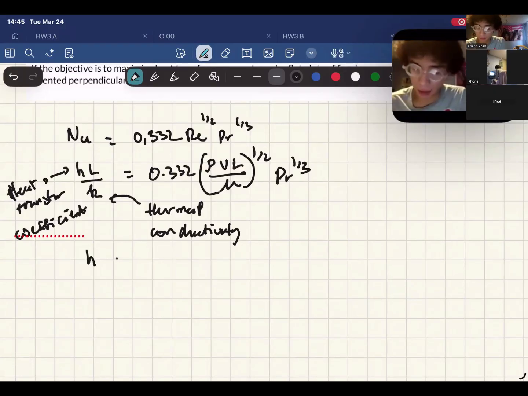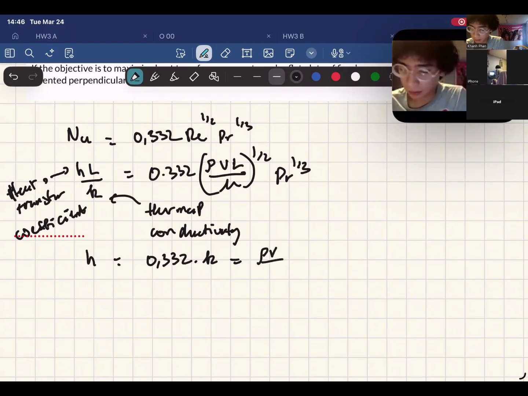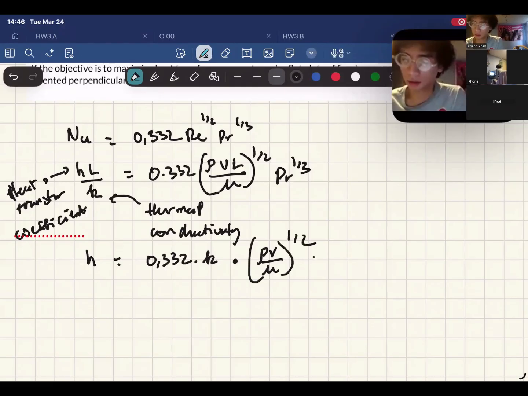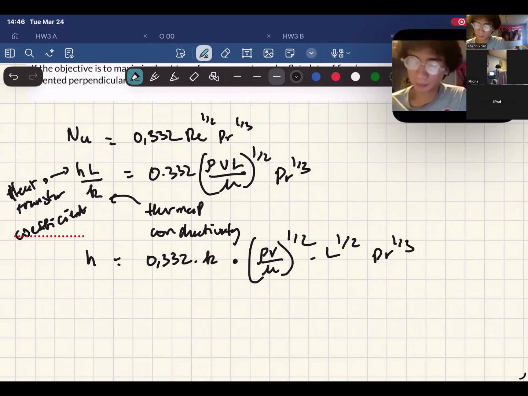So we're gonna move L and K over to the other side. So we have 0.332 k equal to rho V over mu times, let's keep this in a bracket, and then square root of it, and then we move L out, so we have 1/2, and then the Prandtl number to the 1/3.